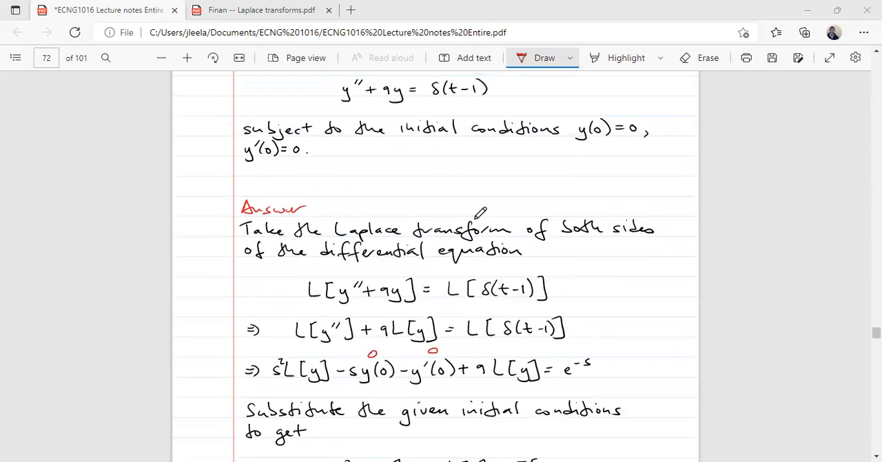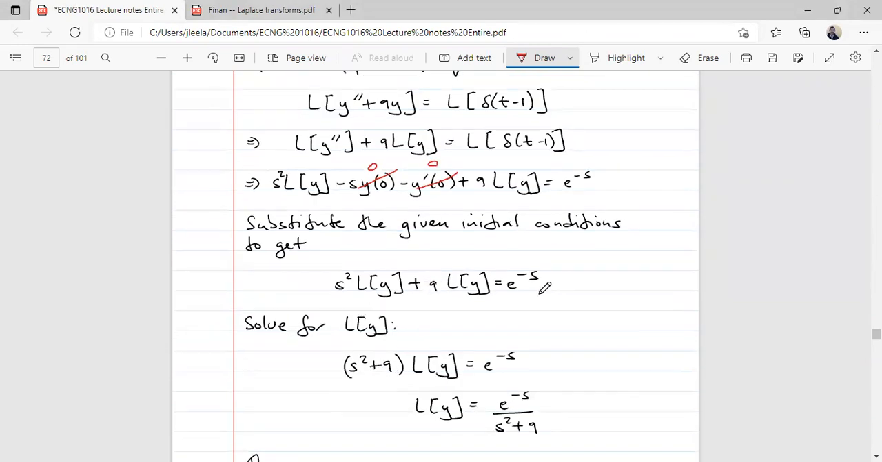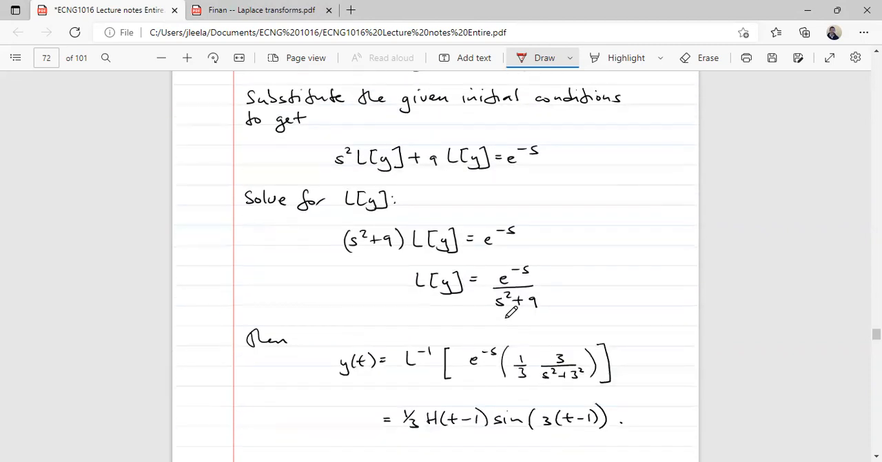And then you substitute your initial conditions, right? So y naught is 0, y prime naught is 0. So you're seeing it here. So this here I put 0 because this will drop out. So these two terms here will just drop out, right? So you'll have S squared, the Laplace of y plus 9, the Laplace of y, is equal to e to the minus S, right? So the Laplace of y is a common factor. So you have S squared plus 9 is equal to e to the minus s. So the Laplace of y is e to the minus s over s squared plus 9.